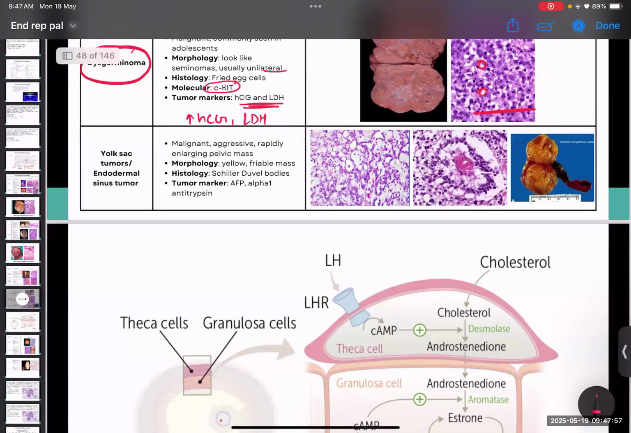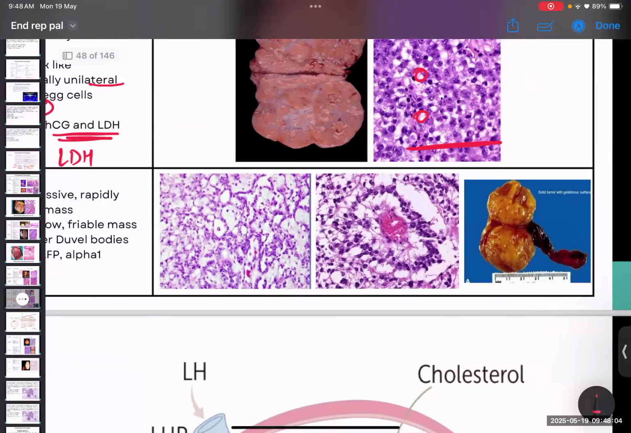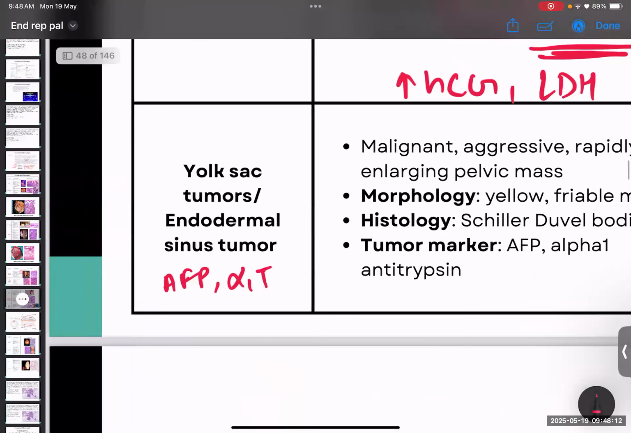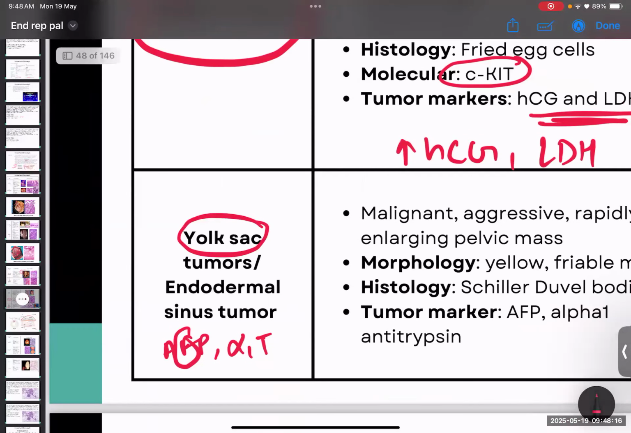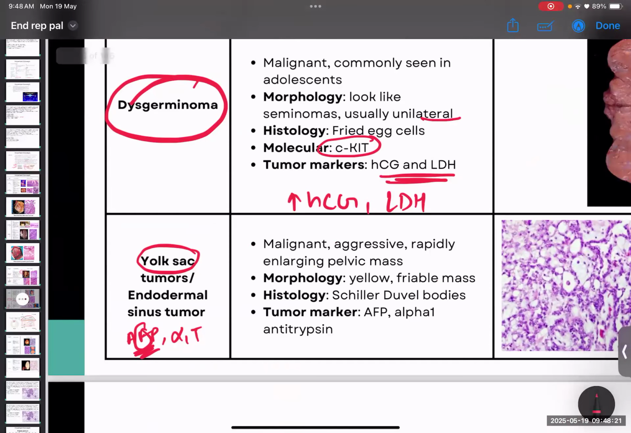Yolk sac or endodermal sinus tumors, something that's very characteristic to them is the Schiller-Duval bodies. These are basically bodies that look like a glomeruli. And the tumor markers in this case would be alpha-fetoprotein and alpha-1 antitrypsin. The way I remembered alpha-fetoprotein was specific to yolk sac tumors was because yolk sac was for fetus and alpha-fetoprotein. So that's how I remembered alpha-fetoprotein kind of stood for yolk sac tumors.